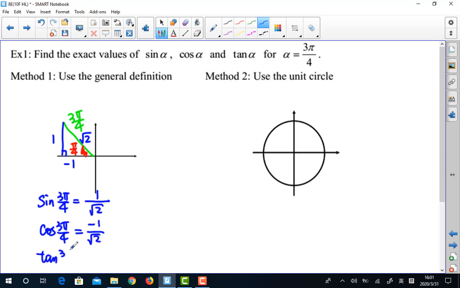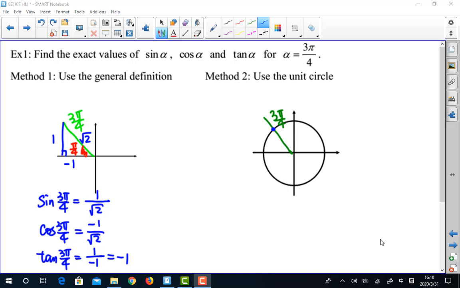Tangent 3 pi over 4 is y over x, or opposite over adjacent. So the y, the opposite, is 1. And the adjacent is negative 1. So it's 1 over negative 1, which is negative 1. The HO students, you can flip those three trig ratios to get cosecant 3 pi over 4, secant 3 pi over 4, cotangent 3 pi over 4 yourself.